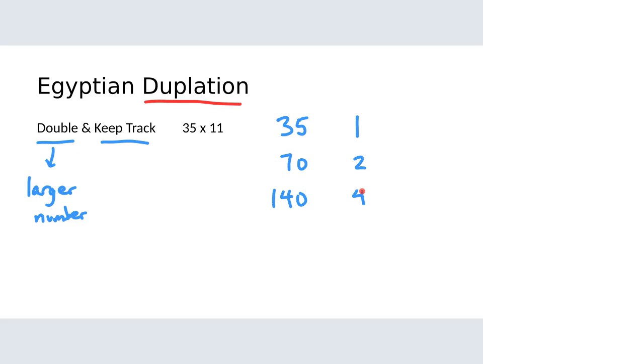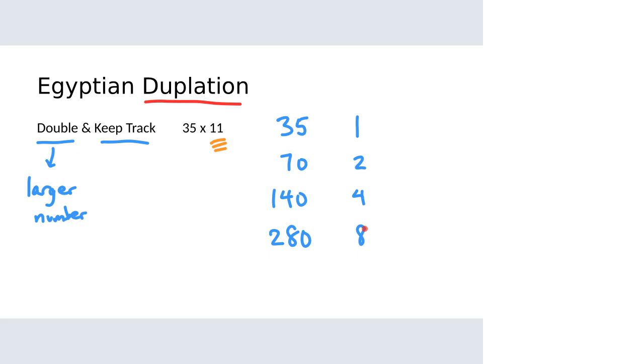Where we're headed with this is right now I have 4, 5, 6, 7 35s all together over there. Well, eventually I need to have 11. So I need to keep going with my doubling. So I'm going to double again, and that'll be 280. And then that's 8 35s in there. And now what I want to do is 35 times 11.